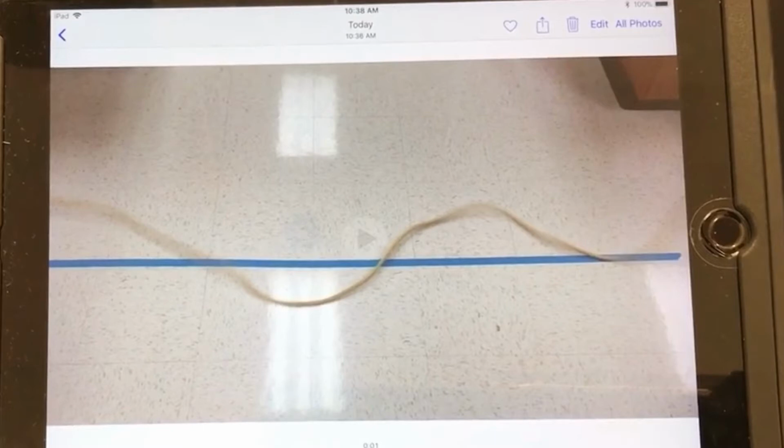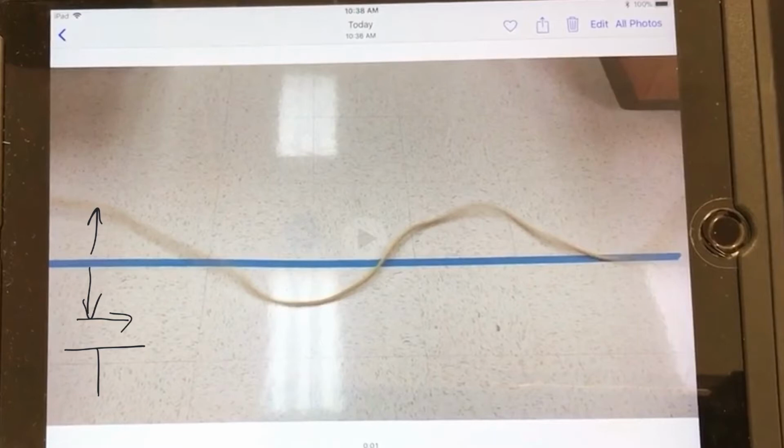And you get the idea of what was causing the wavelength by the motion that the student was doing to make that wave move up and down. The actual rope was moving up and down while the wave was moving across the floor. Again, you'll see that perpendicular, that's a transverse wave or a T wave.